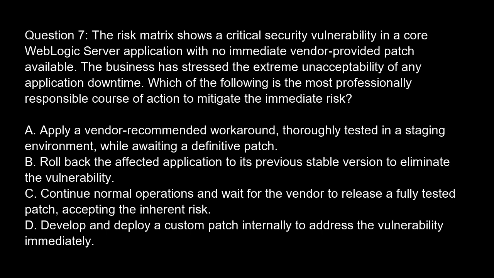Option A. Apply a vendor-recommended workaround, thoroughly tested in a staging environment, while awaiting a definitive patch. Option B. Roll back the affected application to its previous stable version to eliminate the vulnerability. Option C. Continue normal operations and wait for the vendor to release a fully tested patch, accepting the inherent risk. Option D. Develop and deploy a custom patch internally to address the vulnerability immediately.